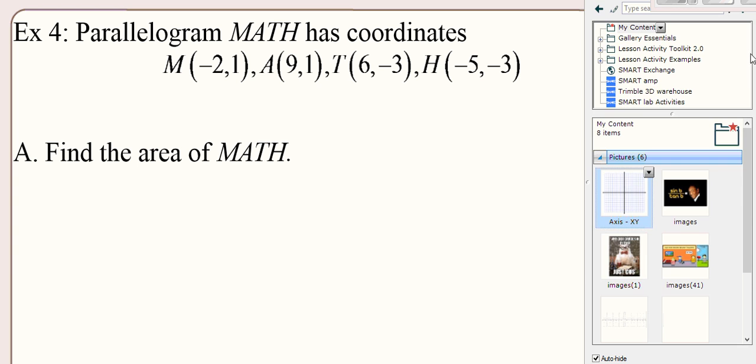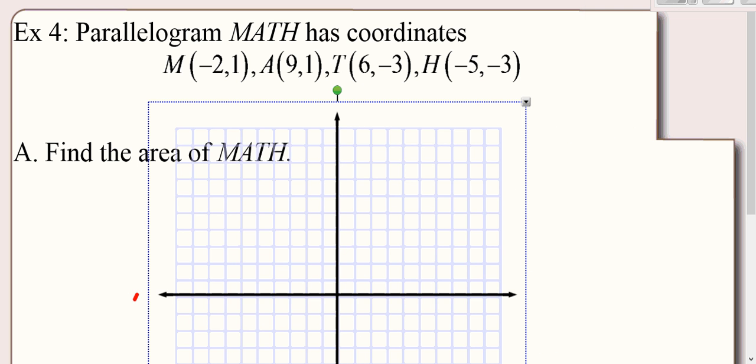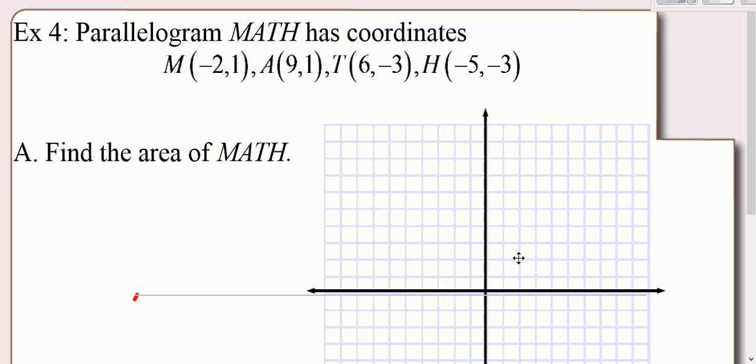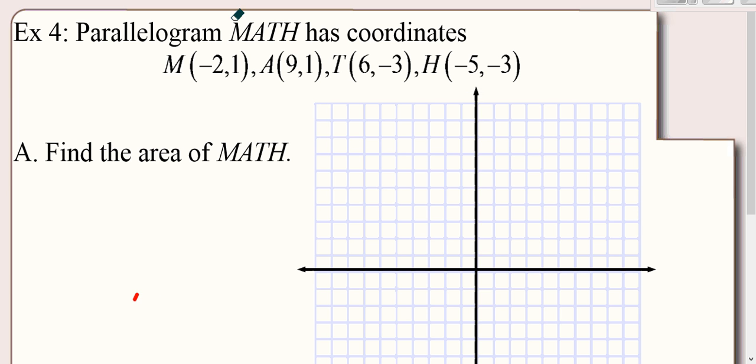So we've got some coordinates. To find that area, I would suggest graphing out the points first so you can see everything.